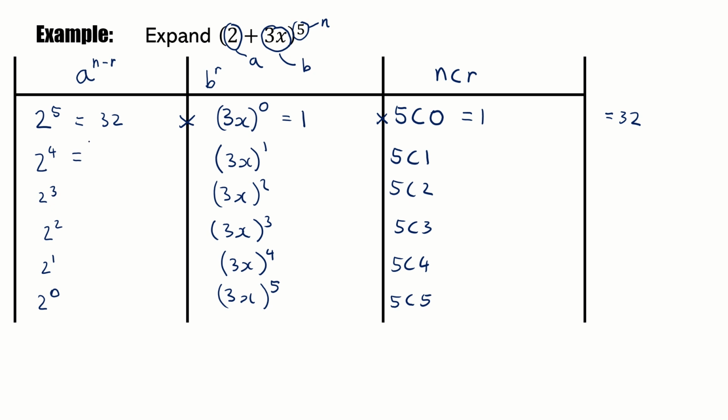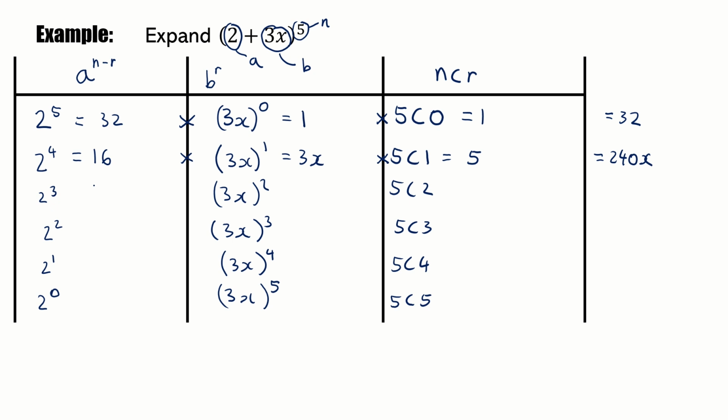We'll have 2 to the power of 4, which is 16, multiplied by 3x to the power of 1, which is 3x, multiplied by 5c1, which, as a reminder, you can type into the calculator, and you get 5. So multiplying those things together, what will you get? That's not a particularly nice number, 240x.